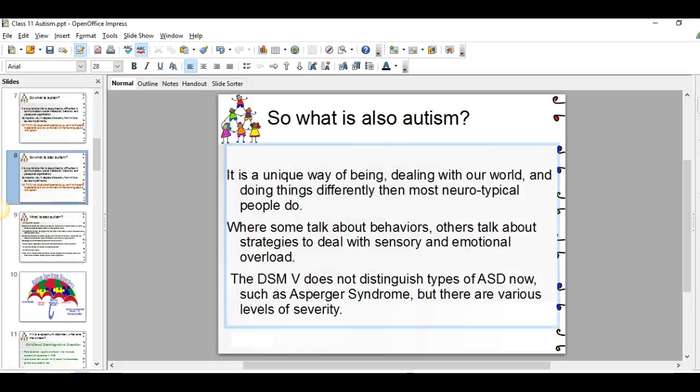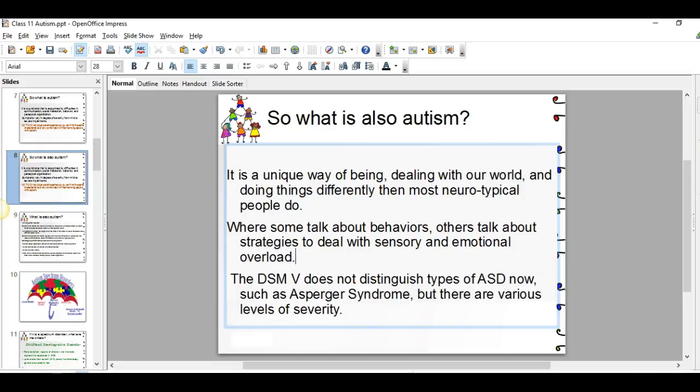But what is also autism? Autism is a unique way of being, dealing with our world, and doing things differently than most neurotypical people do. Where some people talk about quote unquote behaviors, others talk about strategies to deal with sensory and emotional overload.